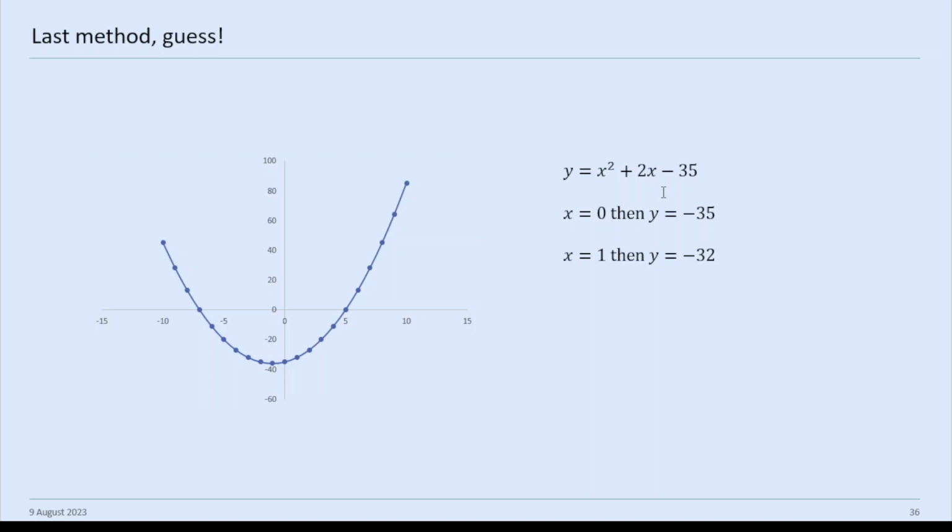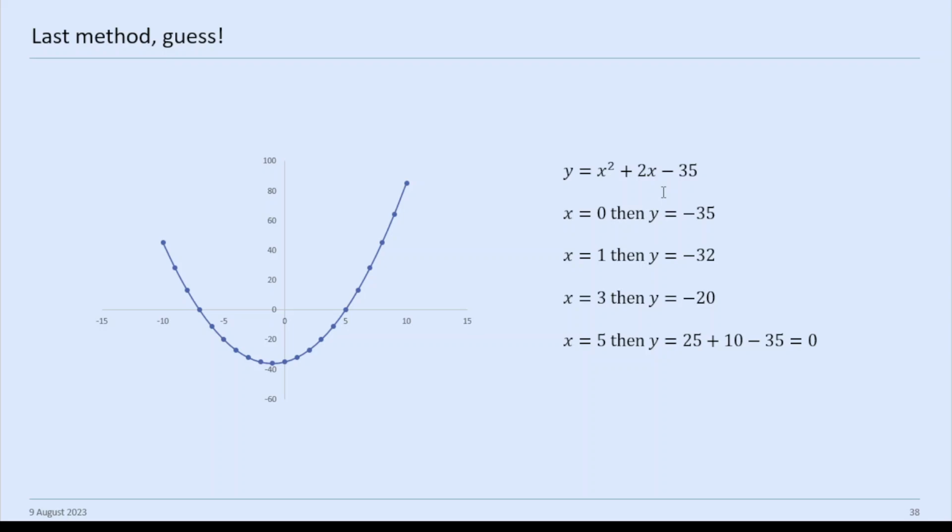When x equals 1, y equals minus 32, because it's 1 plus 2 minus 35. When x equals 3, you've got 9 plus 6 minus 35, which is minus 20. When x equals 5, you've got 25 plus 10 minus 35 equals 0. So x equals 5 is one of the solutions.